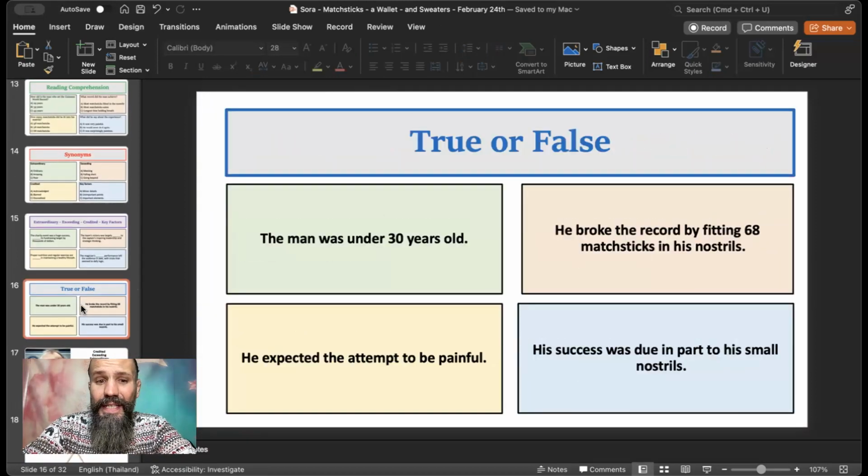I think it'd be fair to say he expected the attempt to be painful is kind of true. It sounds like he did expect it to be painful, or at least he expected it to not be painless. So at least some degree of pain. But anyway, this is to open discussion. Up to you what you want to think.